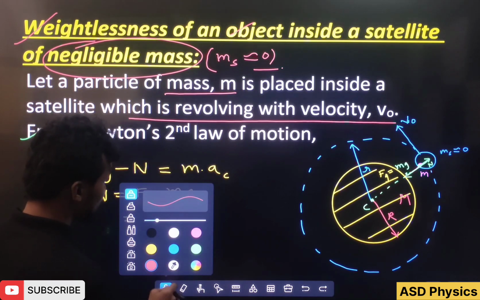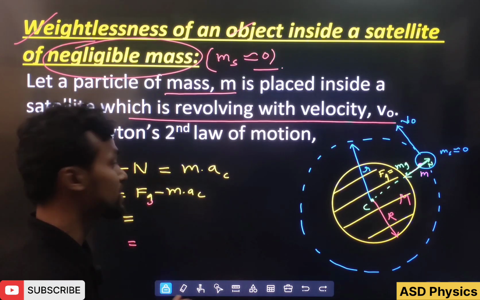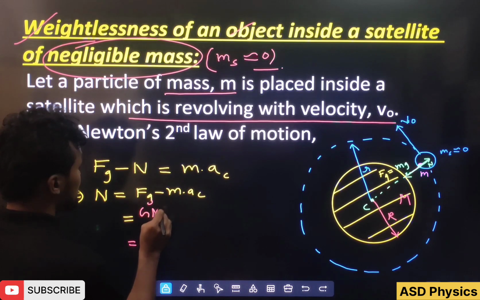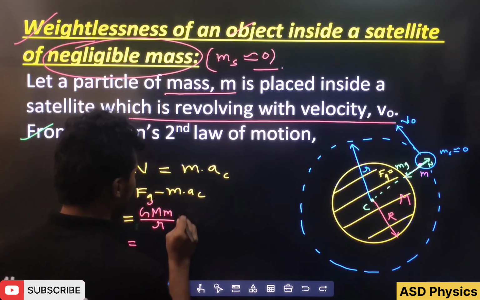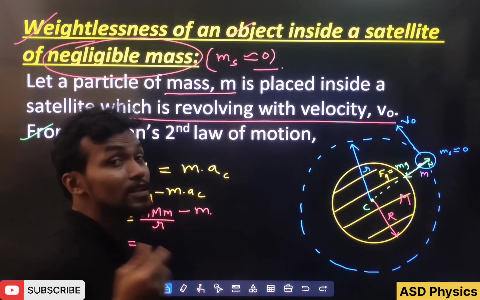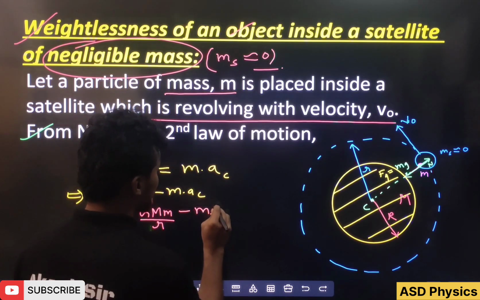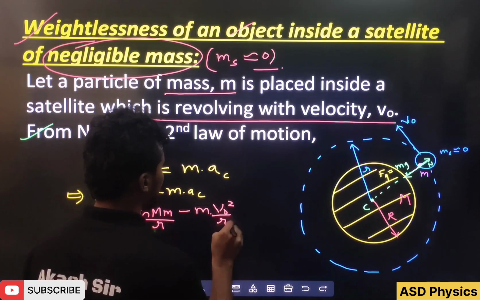So, you know very well what the general form of the force formula from Newton's law of gravitation is. Yes, we will write this one: G capital M small m by r squared. That is best. Okay. Now, the centripetal force is given by what formula? m V naught square by r.